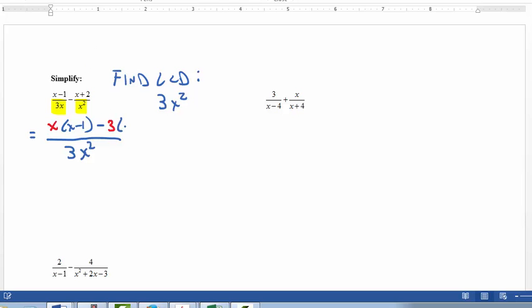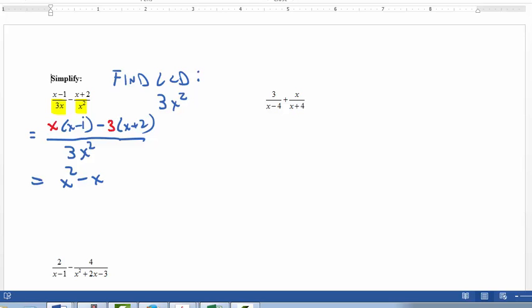So you're going to have x times x minus 1 minus 3 times x plus 2 all over 3x squared, right? And essentially you're done. I mean, the only thing that you got to do now is simplify the numerator. So you distribute the x there, so you get x squared minus x.